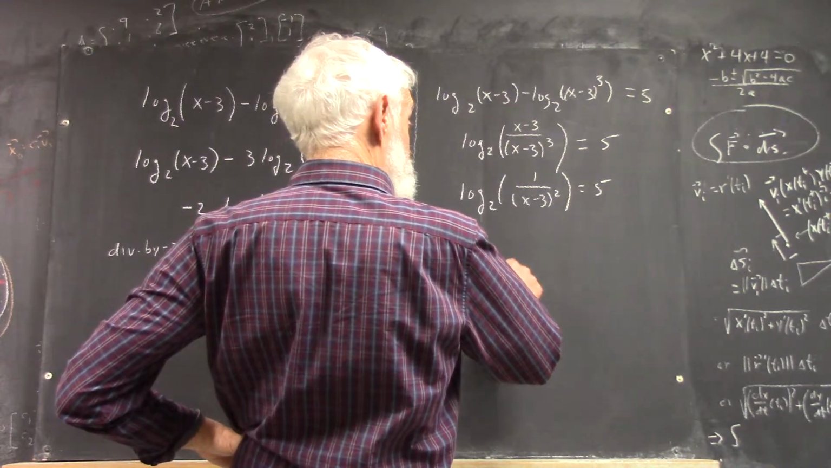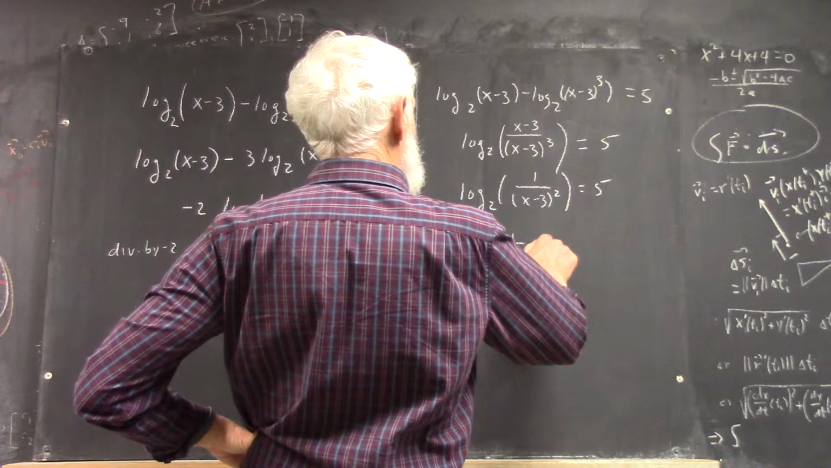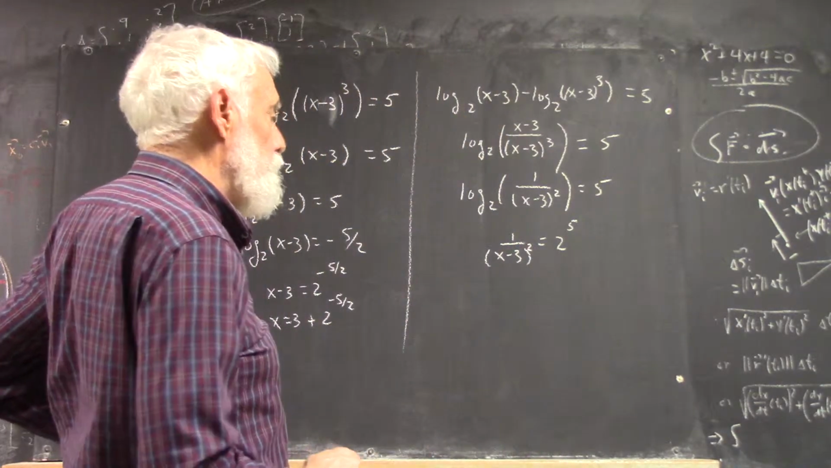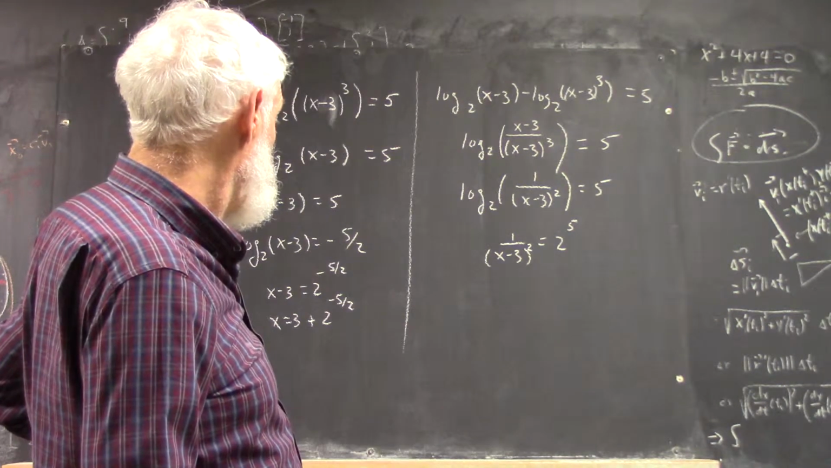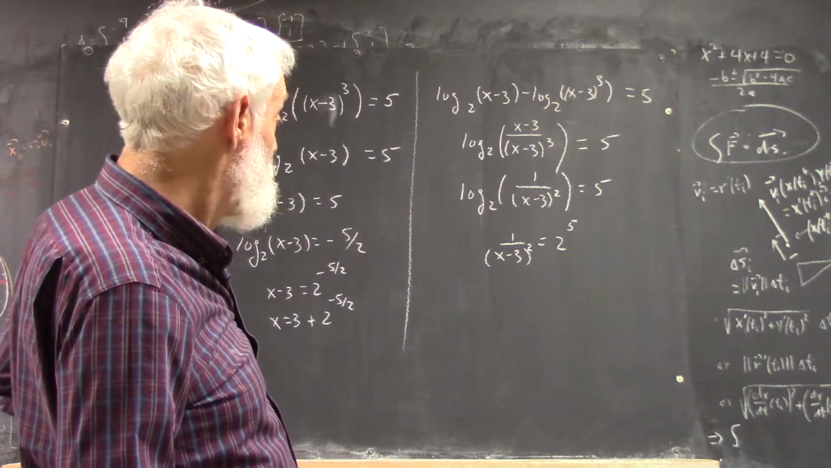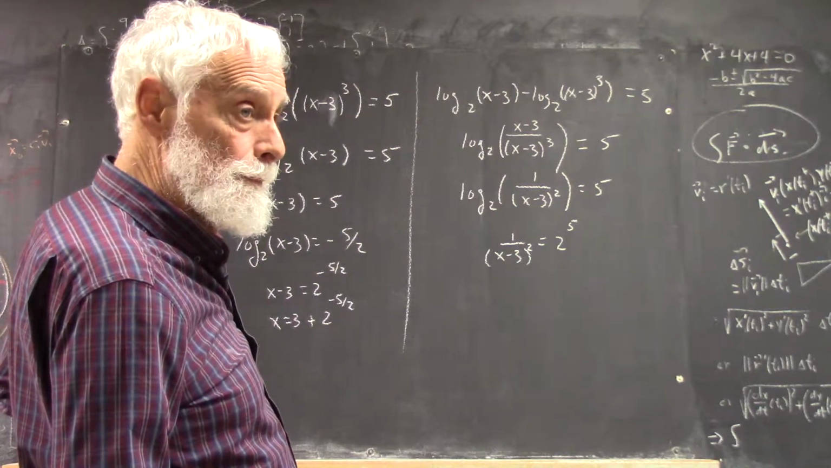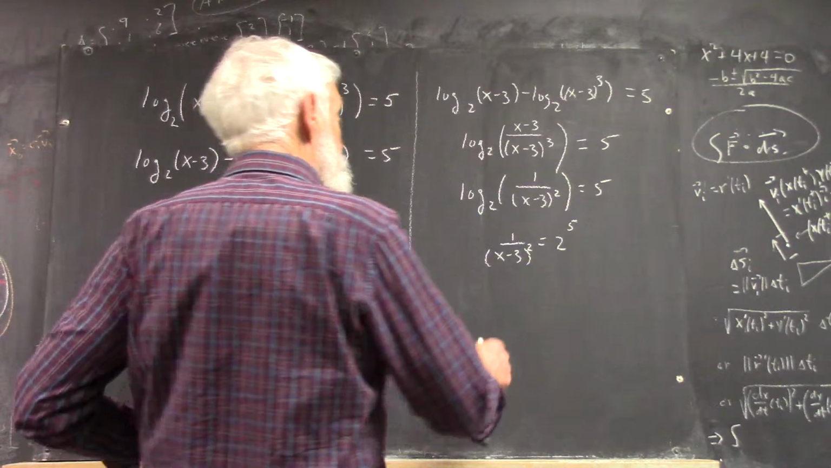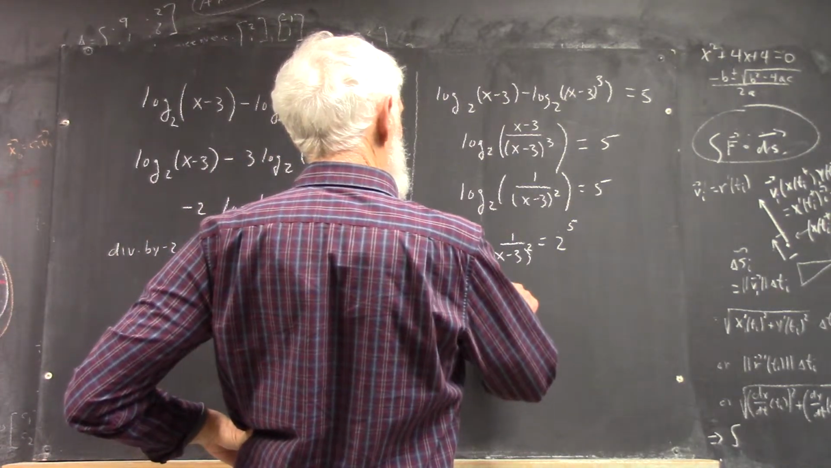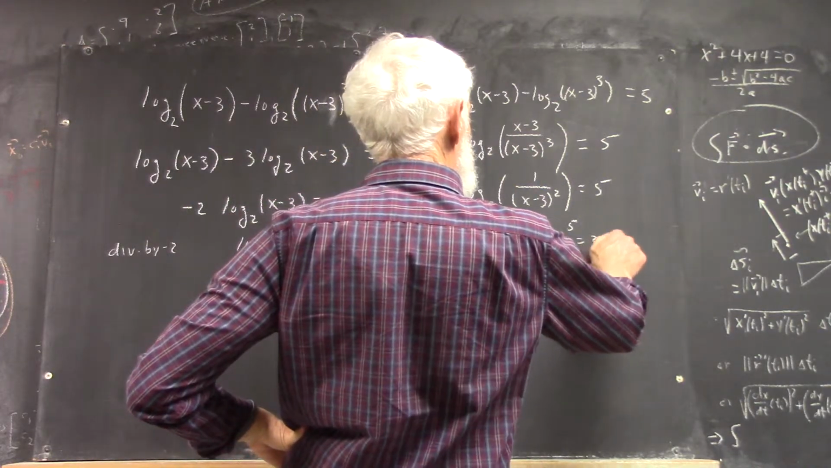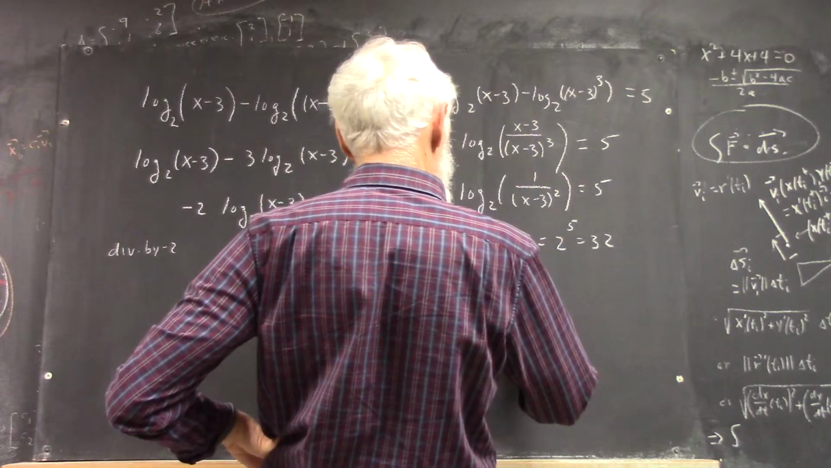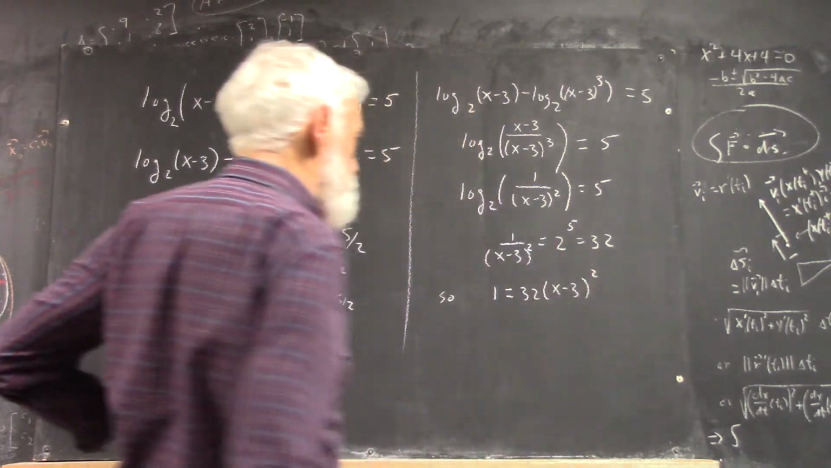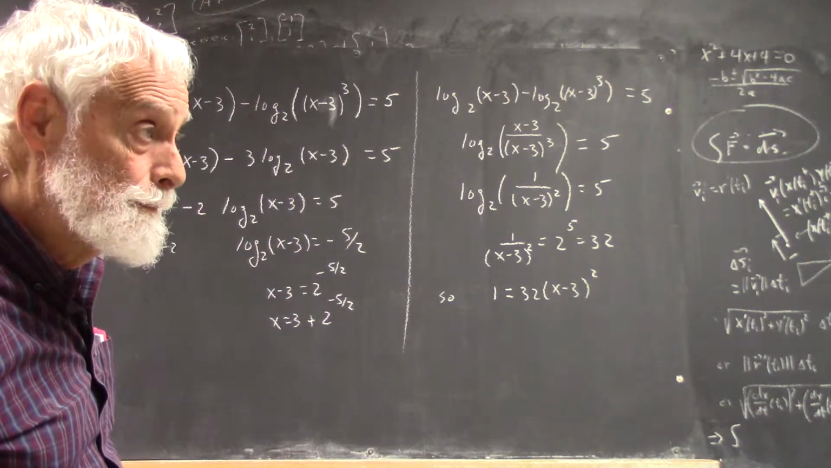So anyhow, this tells you then that 1 over (x minus 3) squared equals 2 to the 5th. Okay? Because again, you know, log base 2 is going to be 2 to the 5th. It's going to equal all of this. So that, and 2 to the 5th is 32, so let's go ahead and write out the number. You're going to get this. Now what are you going to do?